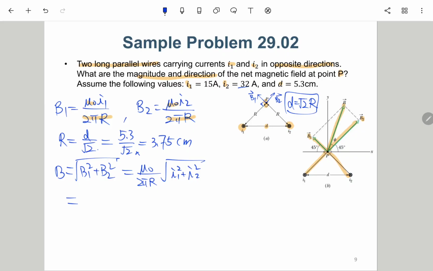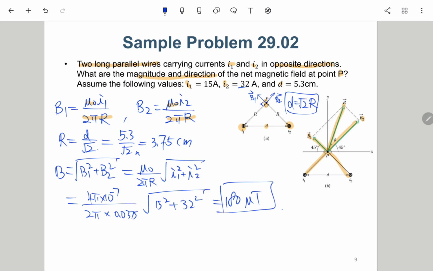So mu 0 is 4 pi times 10 to the negative 7. Cancelling, it will be 4 pi times 10 to the negative 7 over 2 pi times r, which is 3.75, 0.0375 meter, and then the square root of 15 squared plus 32 squared. So this is nothing but 180 micro Tesla. So this is the magnitude.